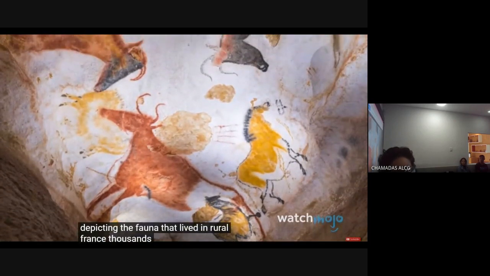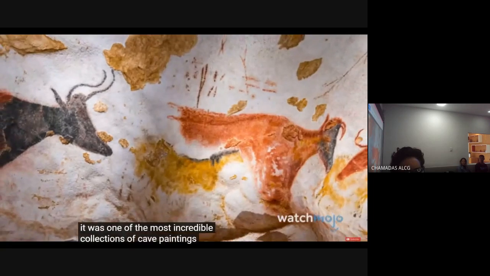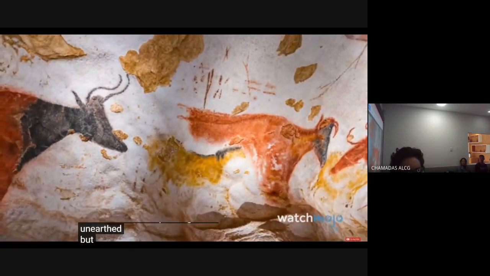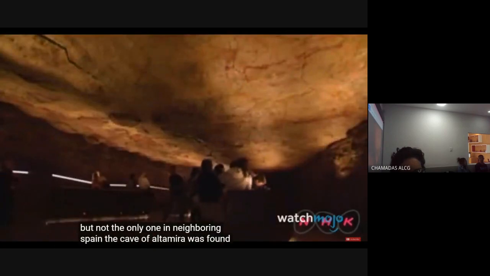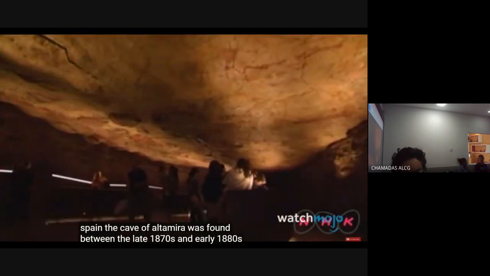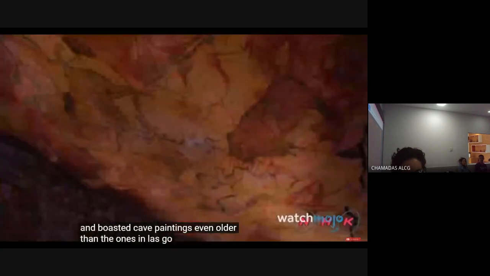Lascaux Cave was quickly excavated and was found to contain hundreds of cave paintings depicting the fauna that lived in rural France thousands of years ago. It was one of the most incredible collections of cave paintings ever unearthed, but not the only one. In neighboring Spain, the cave of Altamira was found between the late 1870s and early 1880s, and boasted cave paintings even older than the ones in Lascaux, with some dating back 36,000 years.